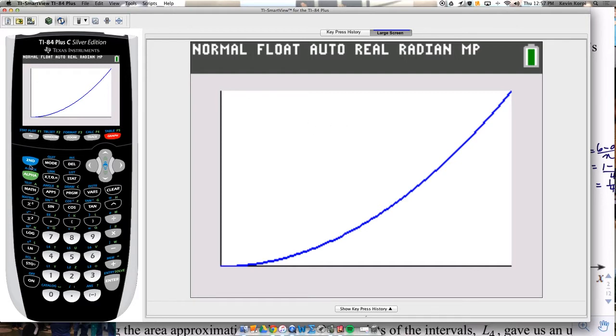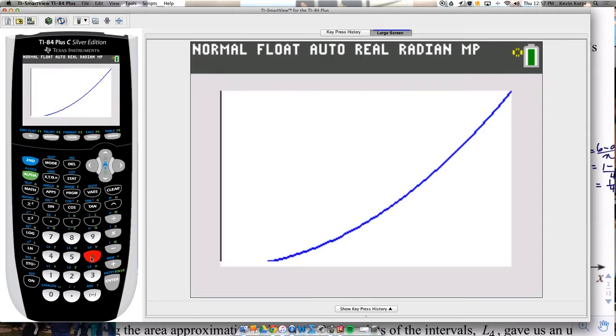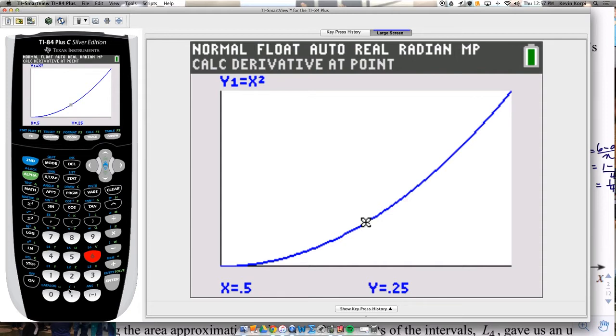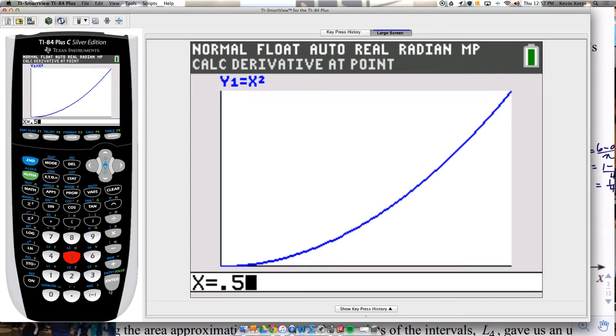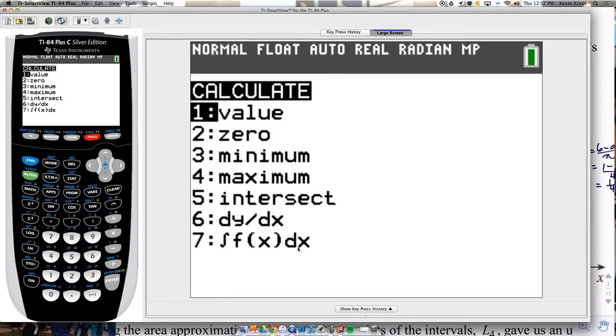Now, from the graphing screen, we've done this before. Second trace is your menu. We've done 6, right? dy/dx. If you want to know what the slope is at 0.5, at 1/2, you can plug it in, and it gives you dy/dx equals 1. We've done that, numeric derivatives. But look what happens if you go second trace and look below number 6. There's, looks like, the integral of f(x) dx. Well, we know that now to be the integral of f(x) dx.